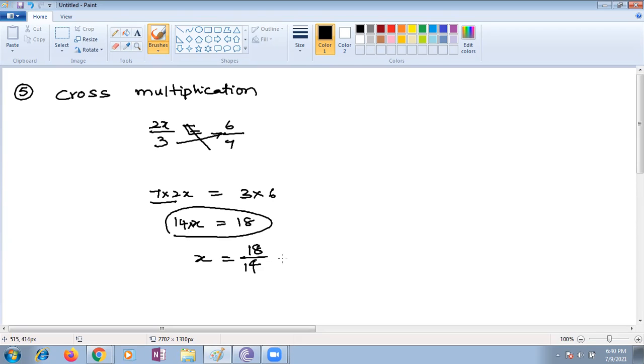You can simplify this. So it becomes 9 by 7. This is the way you can solve the equation. Ma'am, but our answer is coming 6 by 7, no? No, actually the value is supposed to be x equals 9 by 7. So yeah, x value is 9 by 7.